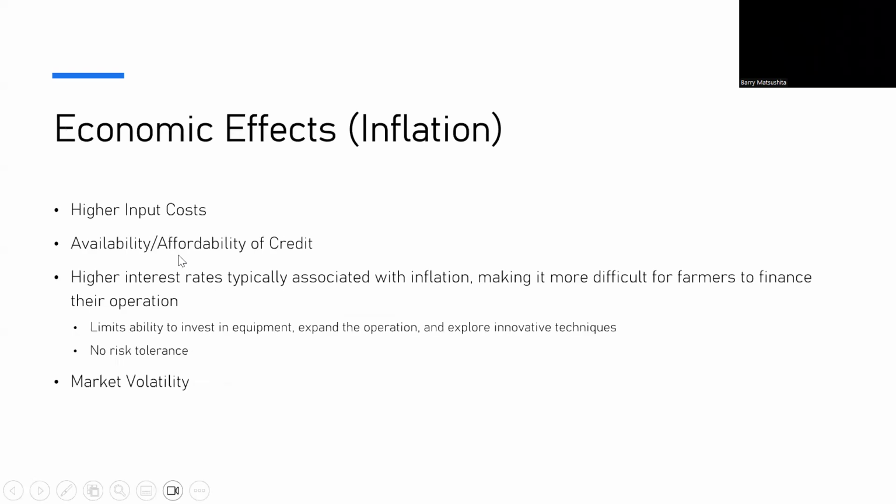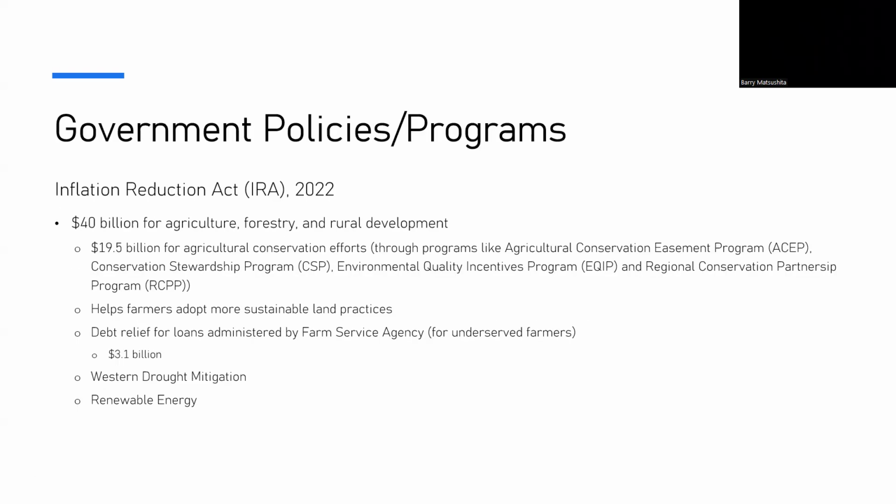And the debt relief for loans administered by the Farm Service Agency for underserved farmers is 3.1 billion. So that's also just a nice little financial relief that is provided by the government. And the Inflation Reduction Act also provides money for Western drought mitigation and to provide more renewable energy sources.